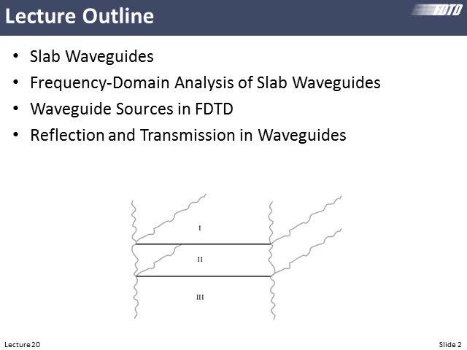And that all starts off with a frequency domain analysis to calculate the modes. We'll then use those to source the waveguides in our finite difference time domain, and it's a generalization to our total field scatter field that we've been talking about. And then ultimately, how do we calculate transmission and reflection from the waveguides and how much power is in each of the modes individually.